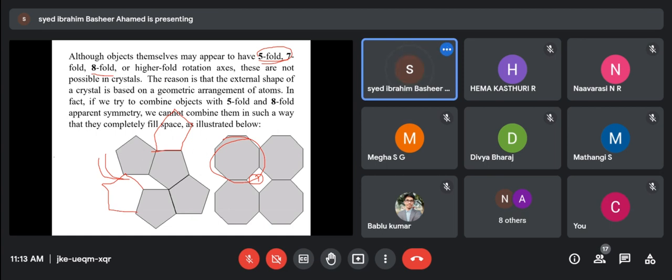If you construct a model with 6-fold, you will have a proper packing of the 6-fold system. You will not have any gaps. So you can see it is continuously packing. So here also, right?